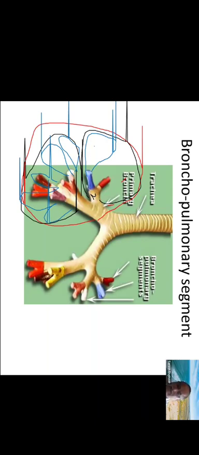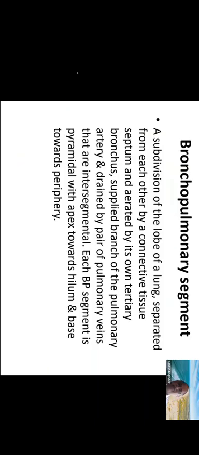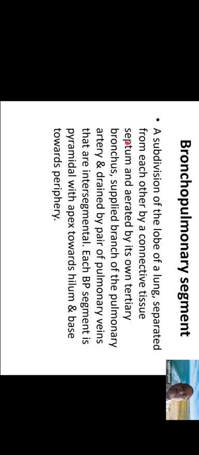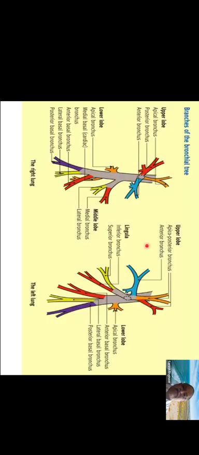Now we take out the word lobule of the lung and we say a part of the lung. So one tertiary bronchus is going to supply one part of the lung. That part of the lung is called a BP segment, or bronchopulmonary segment. Let's read here. One subdivision of the lobe of the lung is denoted as lobule of the lung, separated from each other by connective tissue septum, and it is aerated, meaning it gets air from its own tertiary bronchus, meaning this blue tertiary bronchus will supply its own lobule.